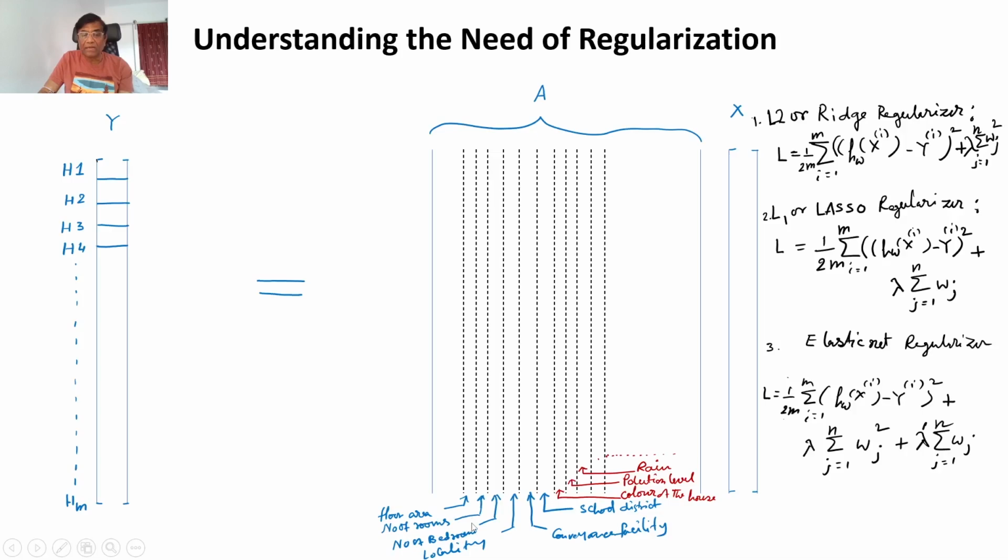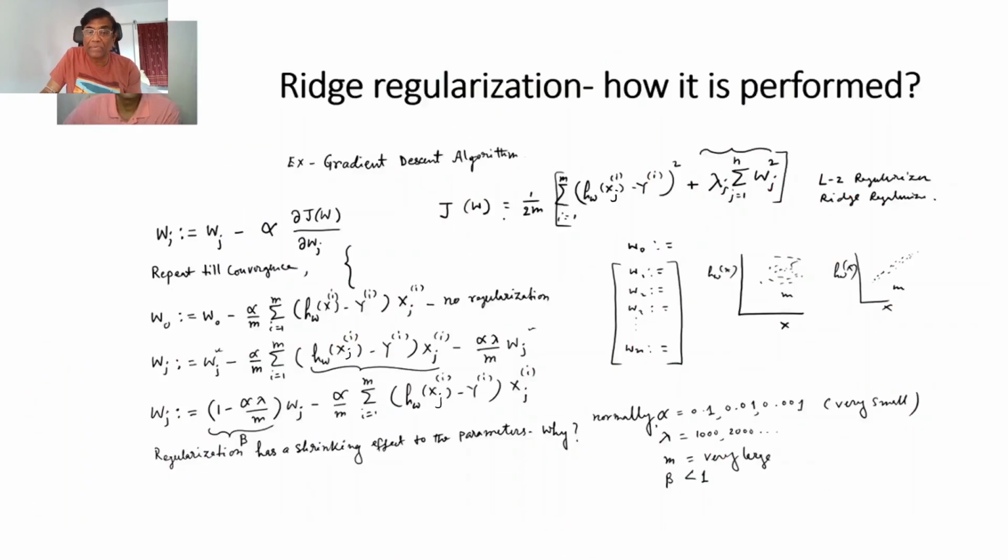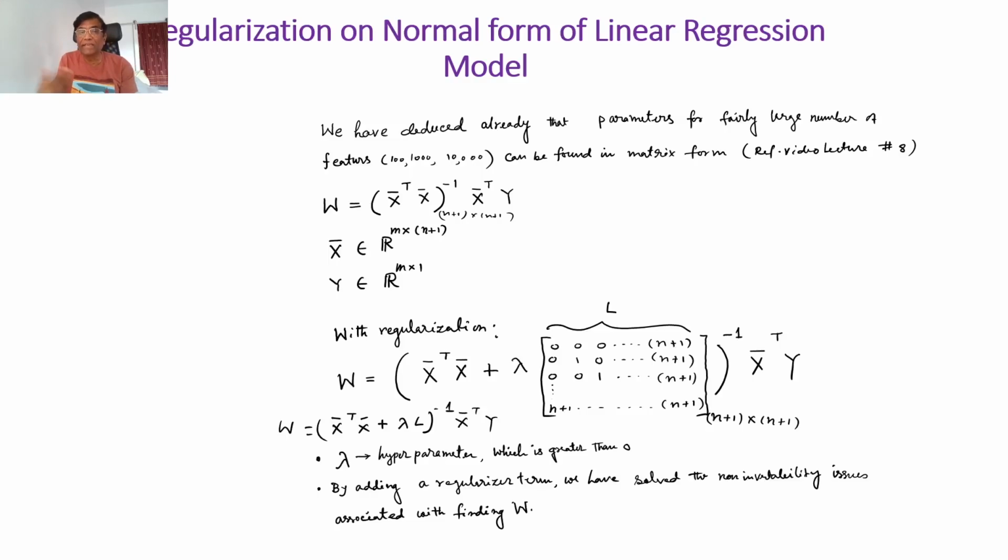For example, number of bedrooms, number of dining rooms, number of this room. They are sometimes redundant. So the parameters associated with such kind of feature, their value will try to diminish, and then it is our choice that whom we should finally select in designing a predictor which will predict beautifully my unknown data, right? So this is the concept of a regularizer.